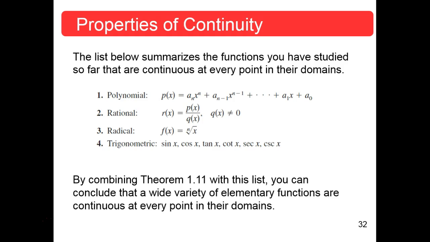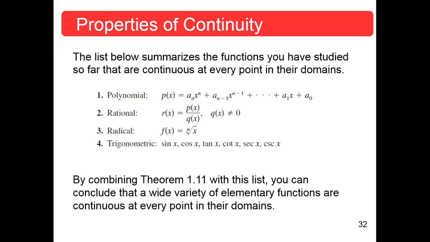Rational functions. Continuous everywhere as long as that denominator is not 0. Boy, that's a big requirement there. But as long as the denominator is not 0, continuous everywhere else except where the x that would make q of x equals 0. Radical functions, okay? F of x equals the nth root of x. Now remember, as long as this is defined, so of course if n is even, x can't be negative. But as long as that's defined, you meet that criteria, these are continuous everywhere within their domains, at every point in their domains. That's the key.